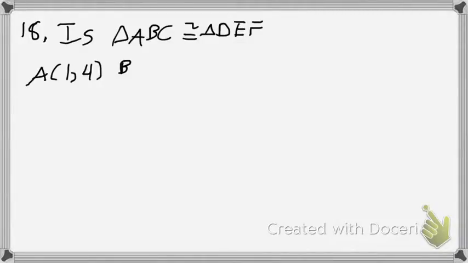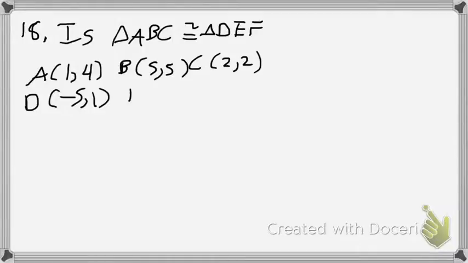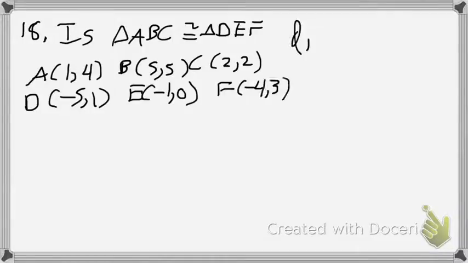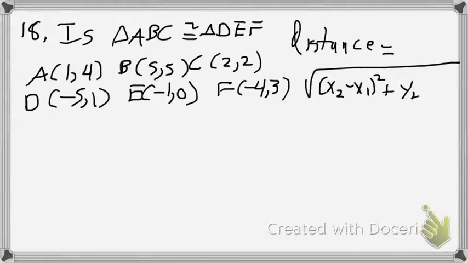Okay, so now we're going to look at number 18. Now, 18, 19, 20 require a bit of algebra. That's there in the algebra section. So all we're given are these two triangles with these coordinates. Now we need to remember the distance formula, which I put up there for you.